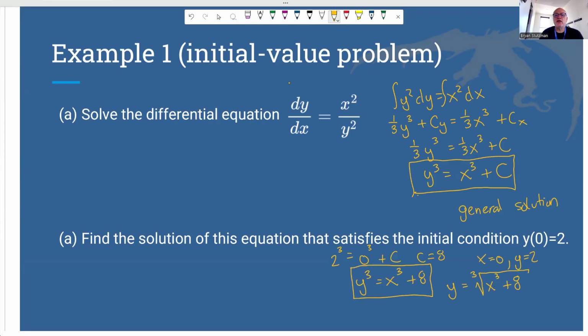Now, if you don't want your teachers to cry, or you to cry when you realize you're wrong, that is not equal to the cube root of x cubed, which is x, and the cube root of 8, which is 2. Those are not the same as each other, so don't write that down. You have to add the 8 before you take the cube root.